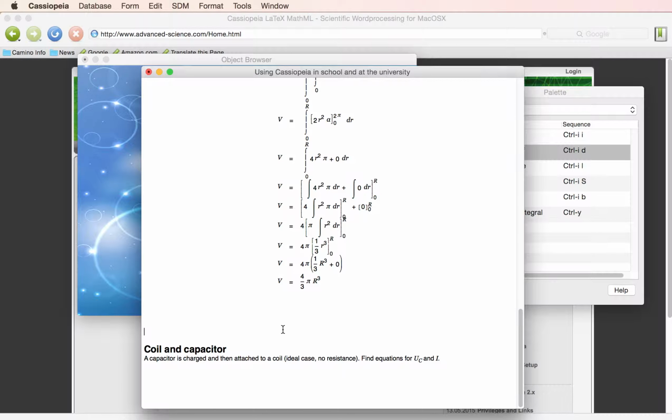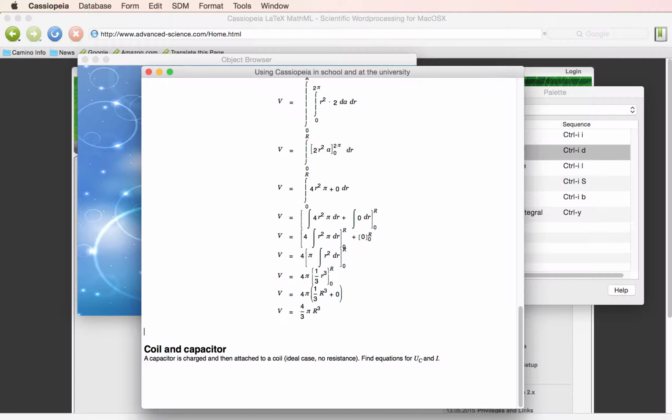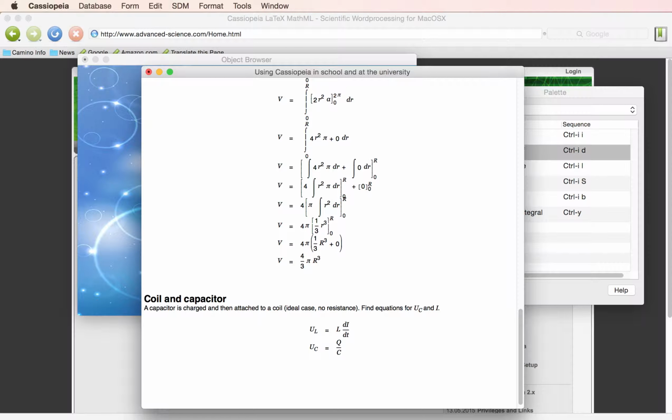Next one. A capacitor is charged and then attached to a coil. Ideal case, no resistance. Find equations for U and I. Okay, let's see. For the coil we have L di over dt, and for the voltage over the cap we have Q over C. Let's put that into an equation.